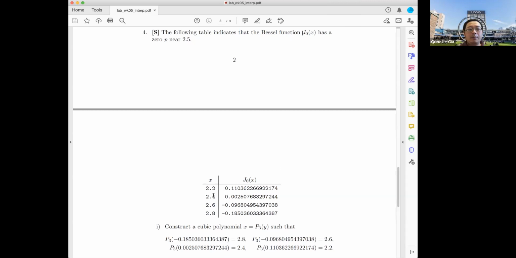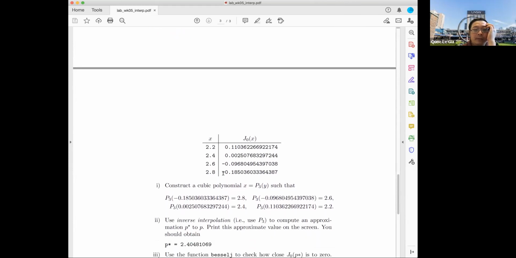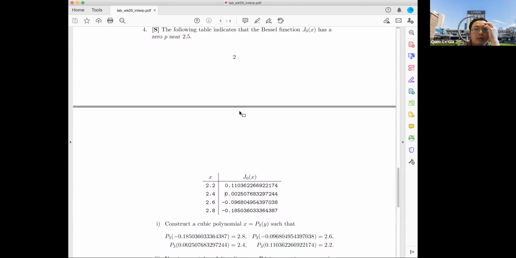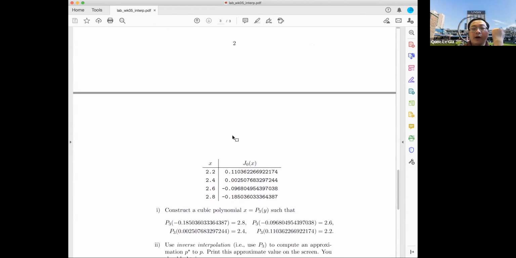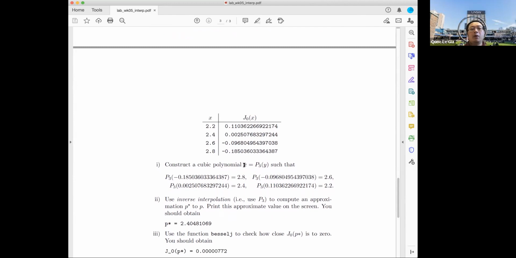So why can I say that? Anyone? Why do I claim that? The intermediate value theorem. Yes. Because you see the value here is positive, right? And the value at 2.6 is negative. So by the intermediate value theorem, there should be a zero somewhere in between 2.4 and 2.6, maybe close to 2.5, somewhere in the middle. So now we do it step by step. In this example, what you are doing is what we call inverse interpolation. The idea is that after you find the inverse interpolation, you will find the zero of this J0 function. So first, we construct a cubic polynomial. But look at this one.